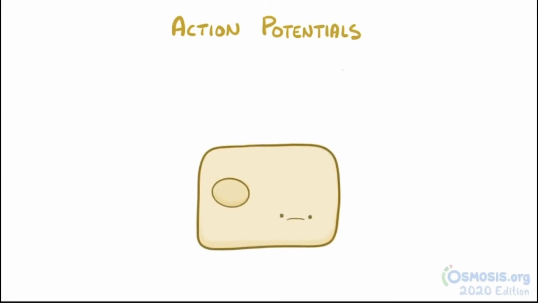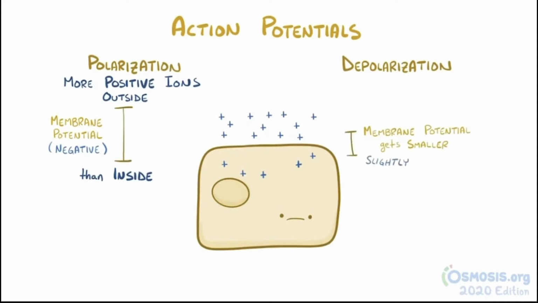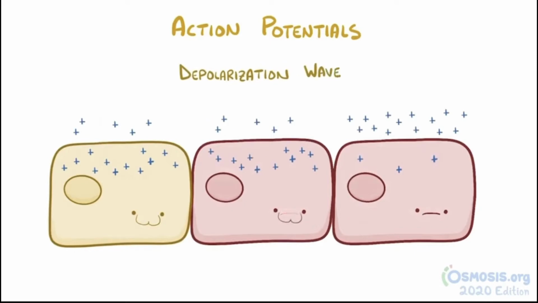Action potentials are initiated by depolarization, which is the opposite of polarization. In this case, polarization is when there are more positive ions outside the cell than inside. This difference in charge is called the membrane potential, and is negative since there are more positive ions outside the cell. So depolarization is when the membrane potential gets smaller, making a cell slightly more positive than it would normally be. Imagine a negative, gloomy cell experiencing a brief moment of joy. If one cell after another depolarizes, then there's a depolarization wave, which is just like a crowd of people doing the wave at a football stadium.